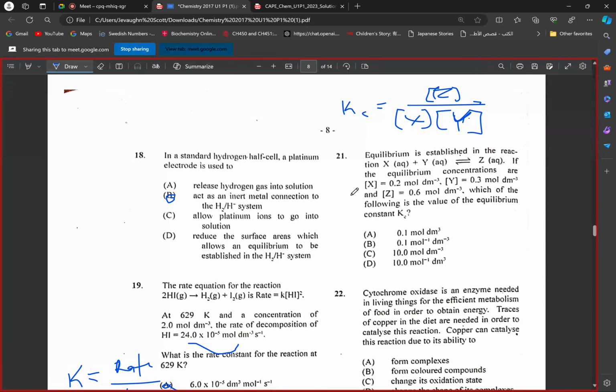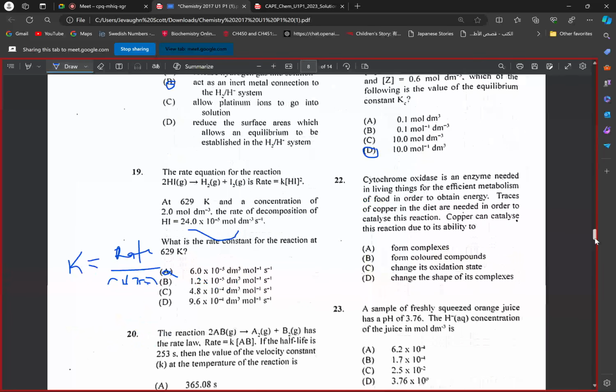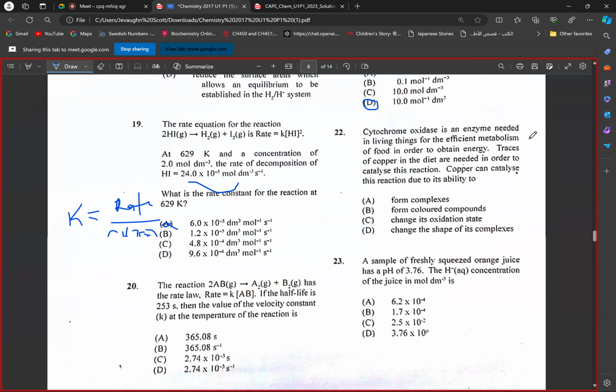Repeat. The answer is D. D, sir. All right, lovely. Moving on. So cytochrome oxidase is an enzyme needed in the living systems for the efficient metabolism of food in order to obtain energy. Traces of copper in the diet are needed in order to catalyze this reaction. Copper can catalyze this reaction due to its ability to.